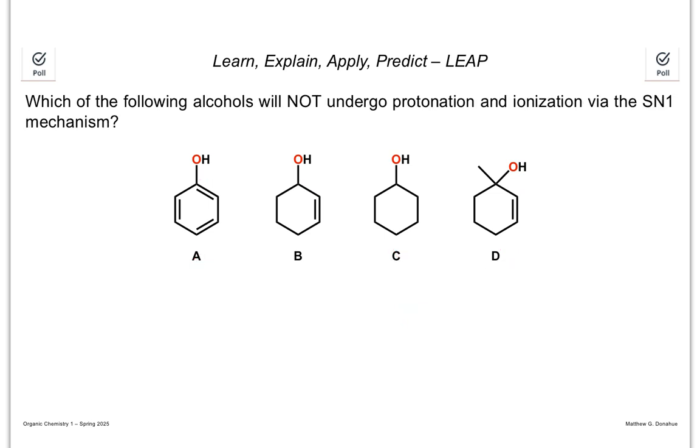So we already answered this one. Which of the following will not undergo protonation and ionization? So not, and again, it's that one. We have a minute or two, so I can explain this. If that alcohol is protonated, so it forms that, why does it not behave the same?